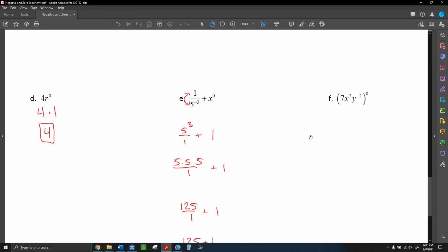One more example for today. We have 7x cubed, y to the negative second, all raised to the 0 power. Now you might be seeing this negative exponent and wanting to flip that, but notice what's going on here. This whole thing is raised to the 0 power. So this whole thing, if we're raising the whole thing to the 0 power, is equal to 1.